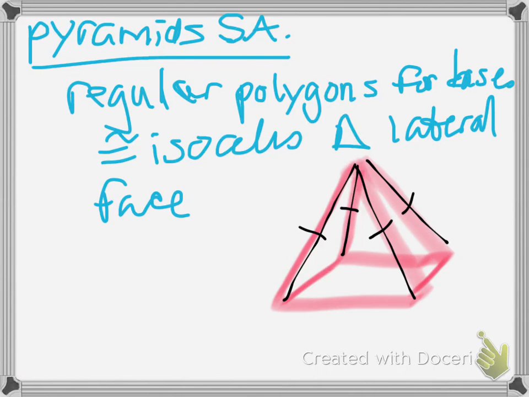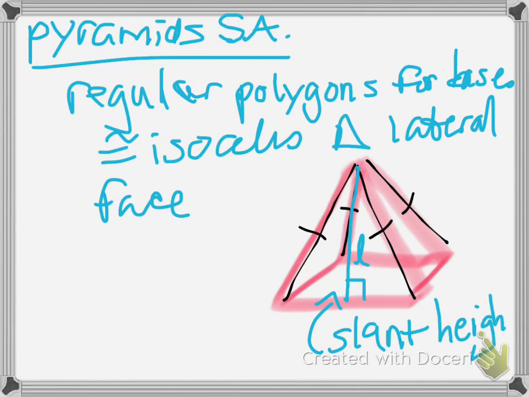For a polygon, you can use what's called the slant height. Let me do this in a different color. The slant height is from the vertex out to the side. It creates a right angle. Okay, that's called L. It's called the slant height. Okay, so slant height is the height of the face.